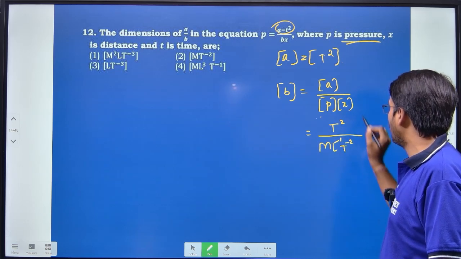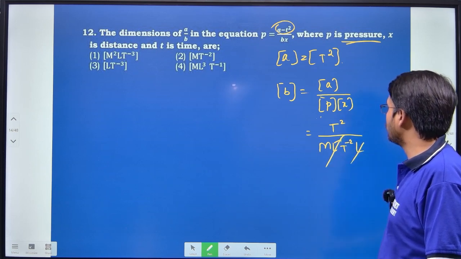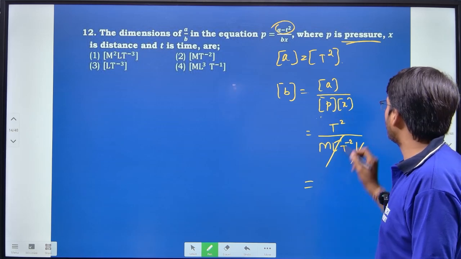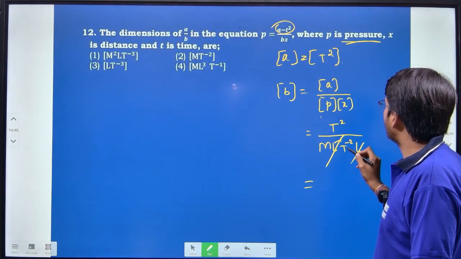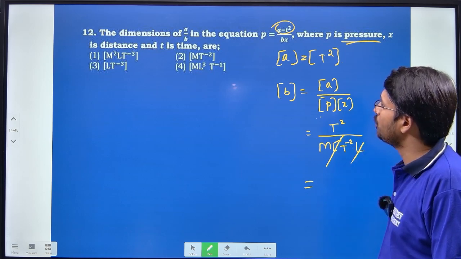So that we know it. And displacement or X, that is L. So L power minus 1 plus 1 will get cancelled. And as a result, what we can write is, T power 2 we have already here for this, and T power minus 2. So whenever it goes to the numerator, it becomes T power 4.